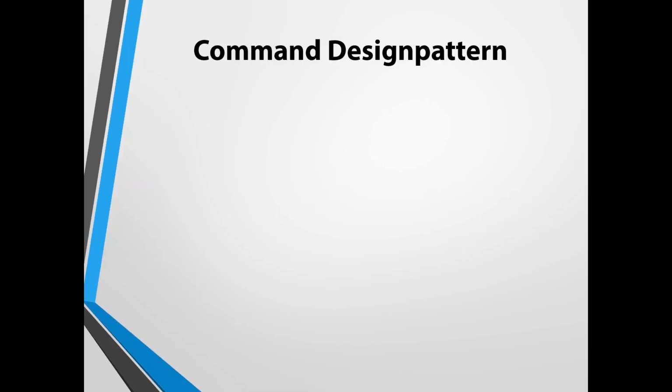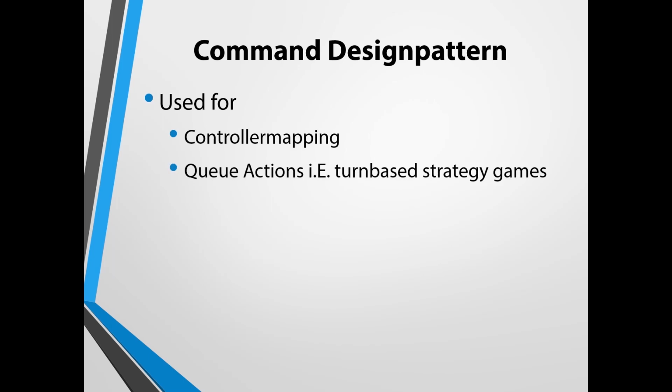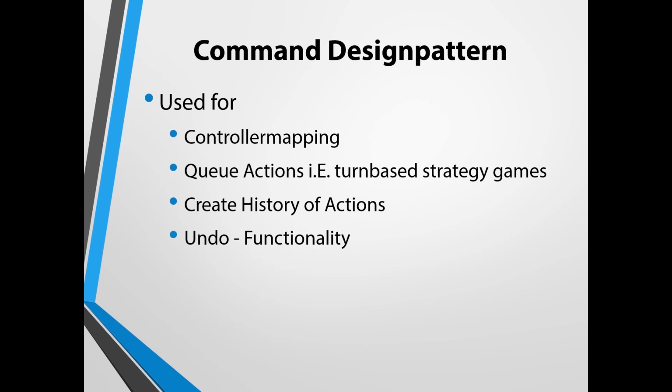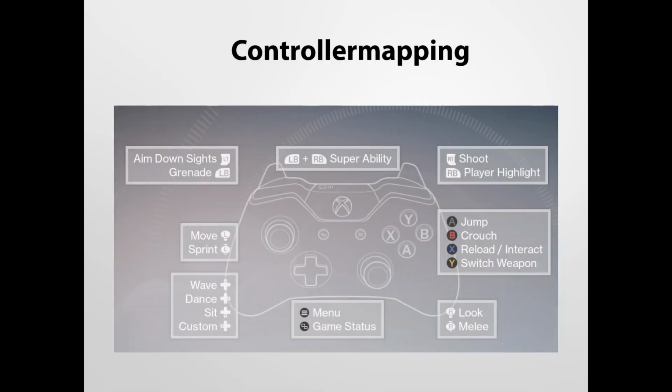The command design pattern is used quite heavily in game programming, and some examples where you can use it are for controller mapping, to queue actions, for example in turn-based strategy games, but also in real-time strategy games. Also you can create a history of actions, and the main functionality, for example in menus and so on, is that you're able to create an undo functionality quite easily. Now let's take a look at a few examples of this design pattern.